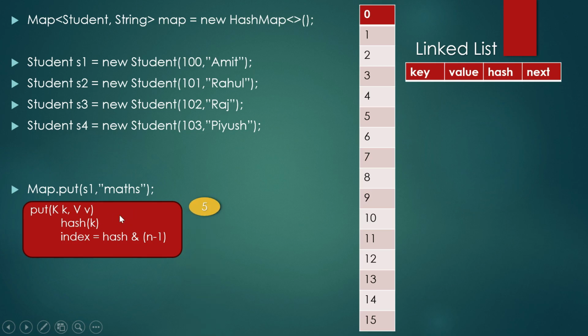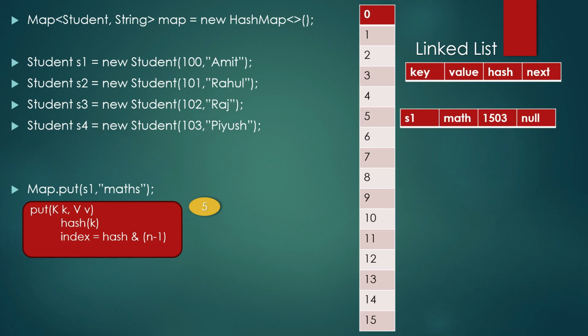Okay, so let's assume that the index is 5. So when it finds that the index is 5, it will store that key and value inside that index. Okay, so here we have found 5 as an index, so it will store S1 with value maths on the index 5, and this is the hash code of that key, and the next element is not here, so it will be null here.